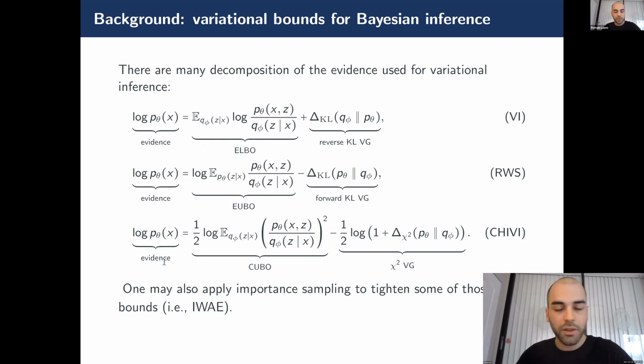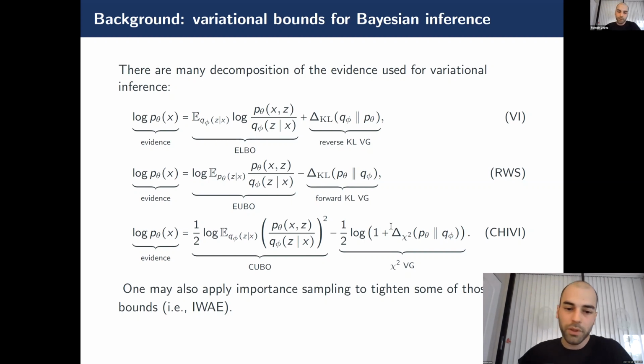And then we have another bound here, which is CUBO, in which basically the gap between those two quantities is also negative. So it's an upper bound, and it becomes related to the chi-square divergence. And what we try to think about is those upper bounds are very interesting because instead of underestimating the variance, they overestimate the variance, which is much better for importance sampling.